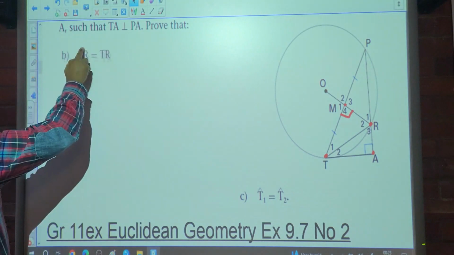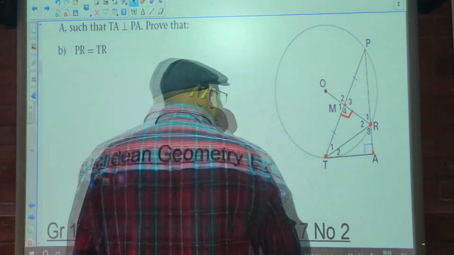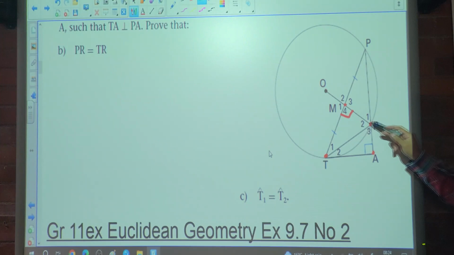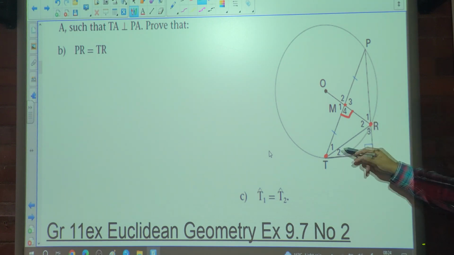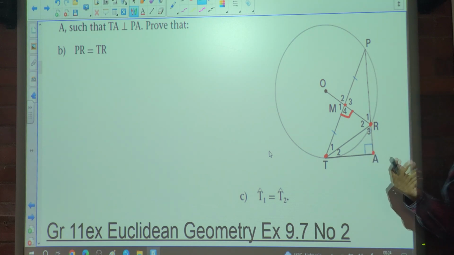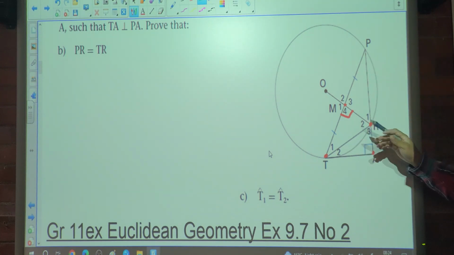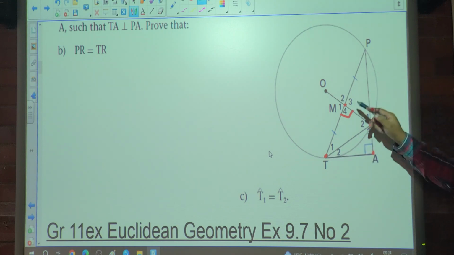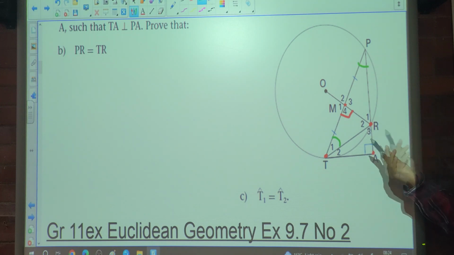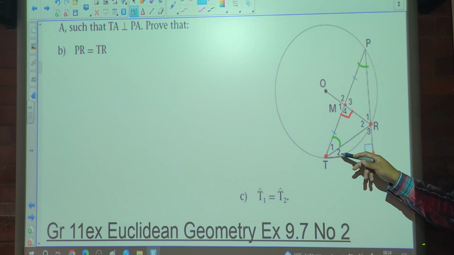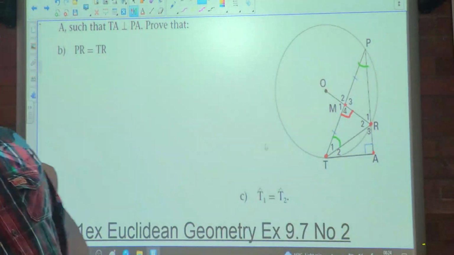Let's look at B. B says prove that TR is equal to RP. How are we going to prove that? Before we go into that, if TR is equal to TP, then T1 would have been equal to P. If I can prove that, the job is done. But from the information that I got, there's no way I can do that. So that's not going to work for us at this point.